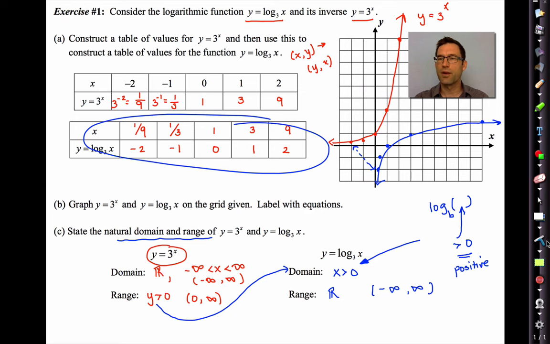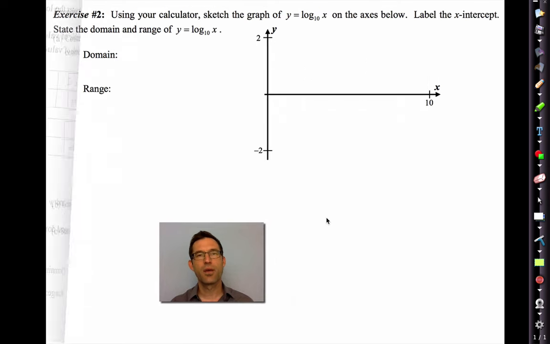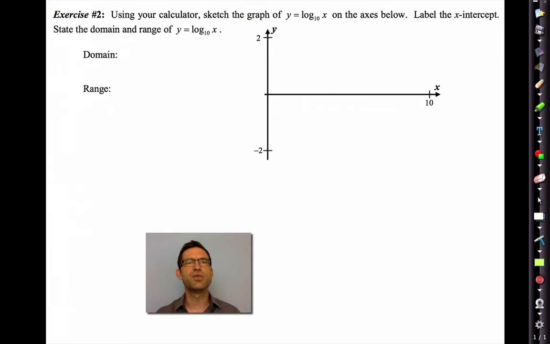All right, I'm going to clear it out. Then we'll move on to the next exercise. All right, exercise 2 says, using your calculator, we'll bring it out in a second, sketch the graph of y equals log base 10 of x on the axes below. Label the x-intercept. State the domain and range of log base 10 of x. All right, let's bring out the TI-84 Plus.